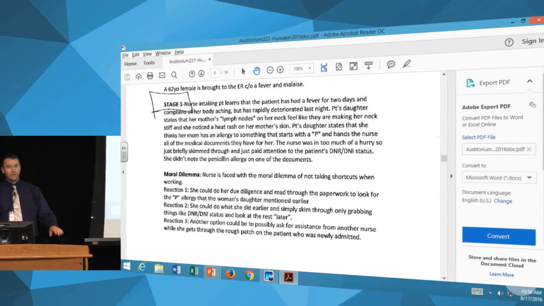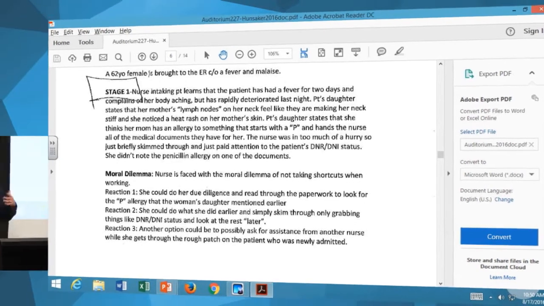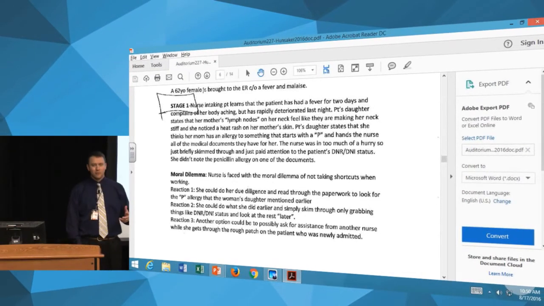A 62-year-old female, and by the way, these are all fake made-up names and everything. There are some names on this, but they're all fake and made up on all the examples. But she's brought in, she has a fever, she just doesn't feel well. She had a rash, lymph nodes. And there's some kind of P allergy. It's some medicine that starts with a P. And I like this a lot. The nurse never went back to check out what that P allergy was.